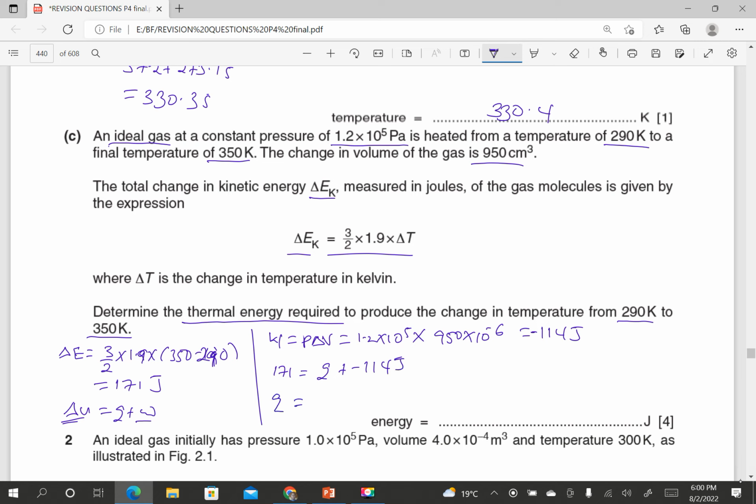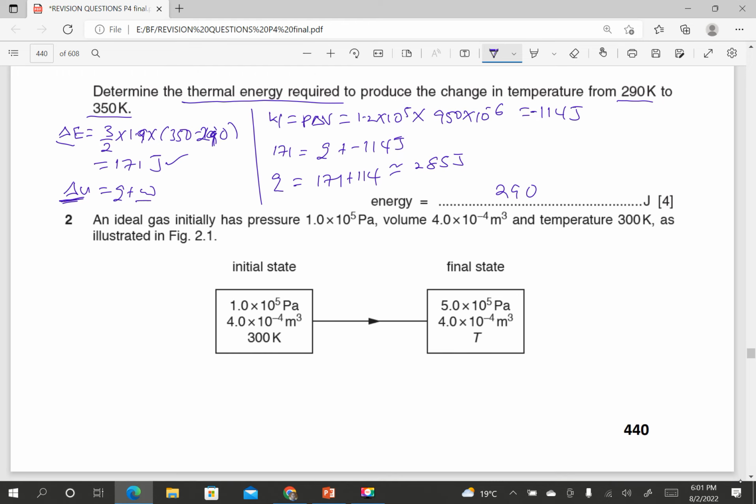So when you make Q the subject, Q will be equal to 171 plus 114. When I add this, it is 285 joules, approximately 290 joules. So note, they say the total change in kinetic energy measured in joules of the gas molecules was given by this. So I found the change in kinetic energy, and I knew total kinetic energy of the molecules is equal to total internal energy. The change in kinetic energy will be the change in internal energy. Then I found the work done. I substituted in the first law of thermodynamics to be able to obtain the thermal energy required.